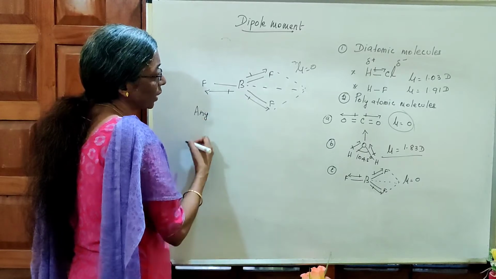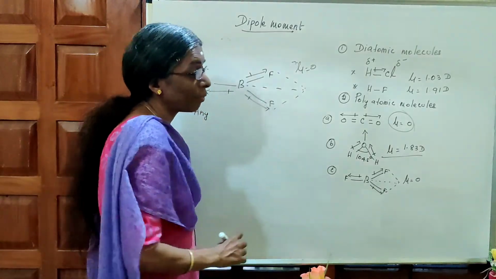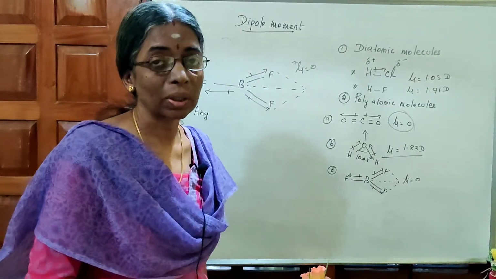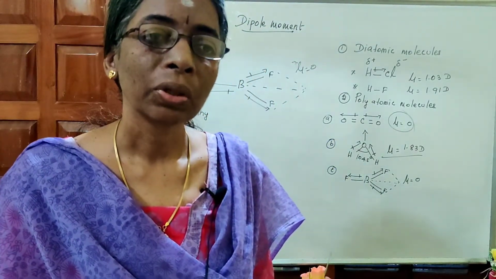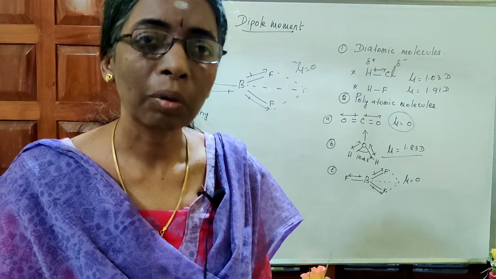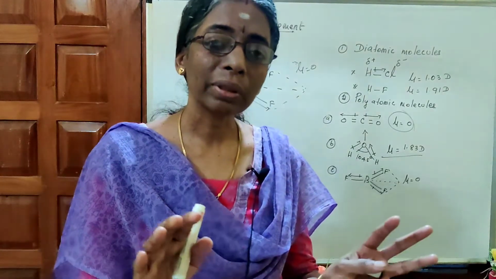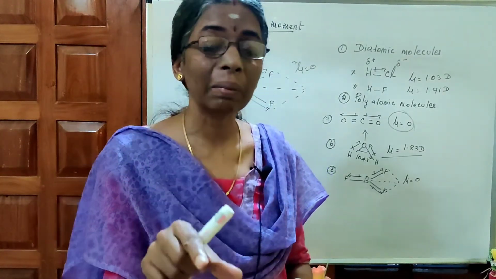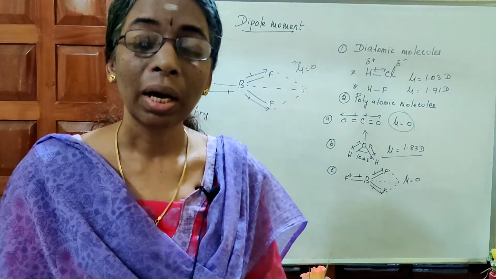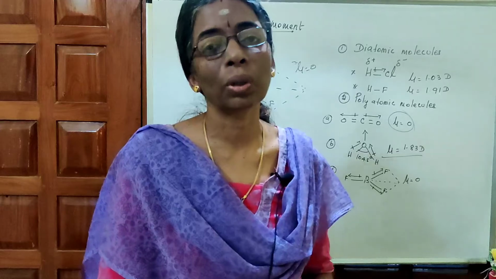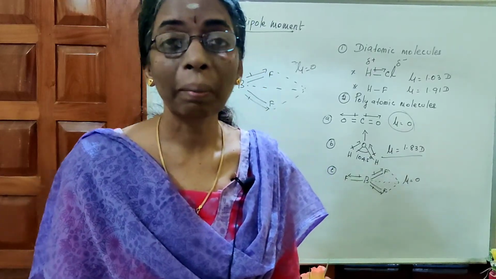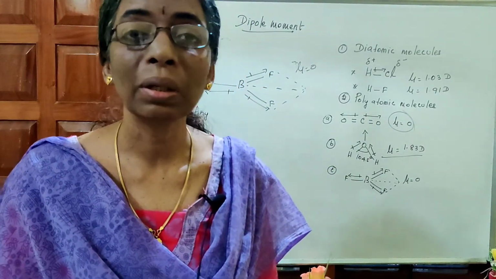You see, the dipole moment is a vector quantity. What is a vector quantity? It has magnitude as well as direction. So when we calculate the dipole moment, we have to find out the dipoles of each polar bond, and we should also know the geometry of the molecule. So geometry of the molecule plays an important role there.